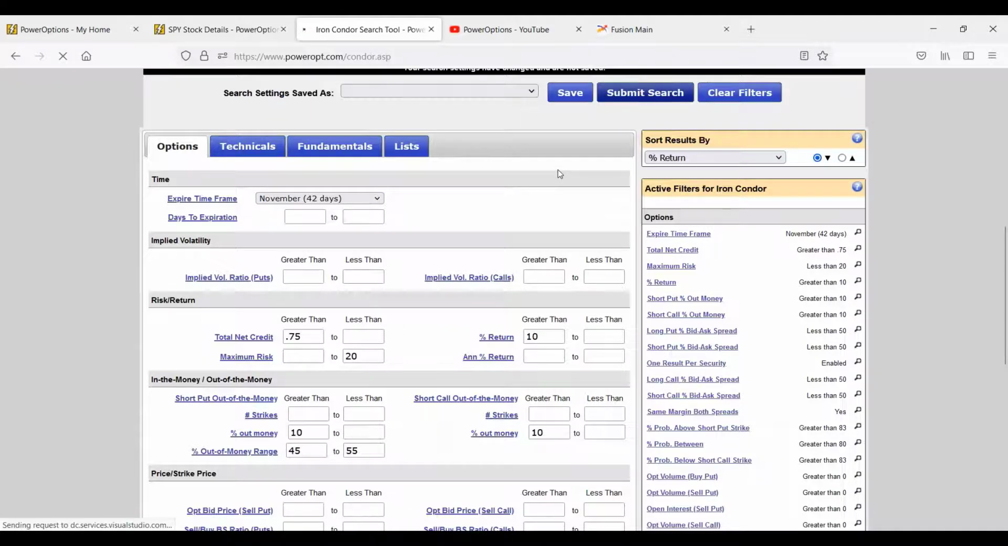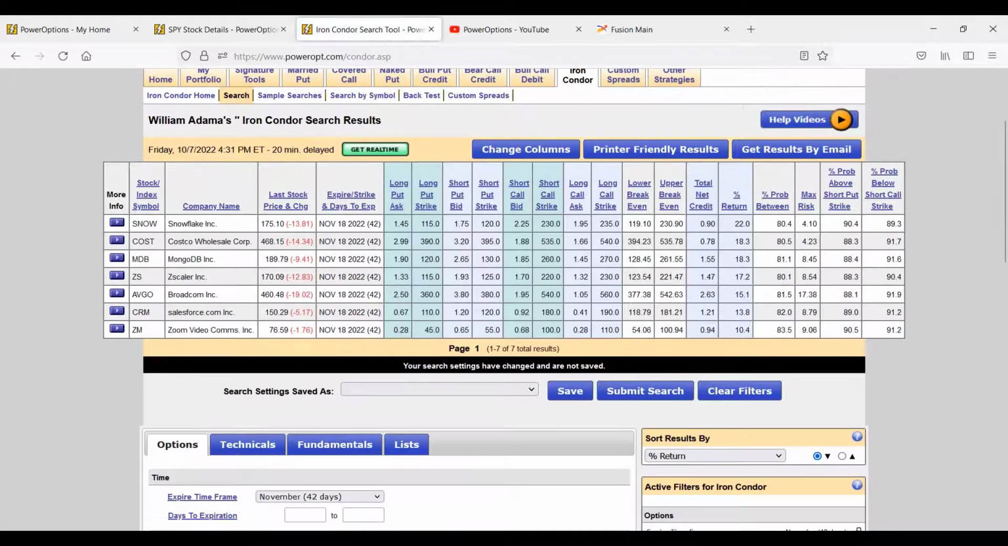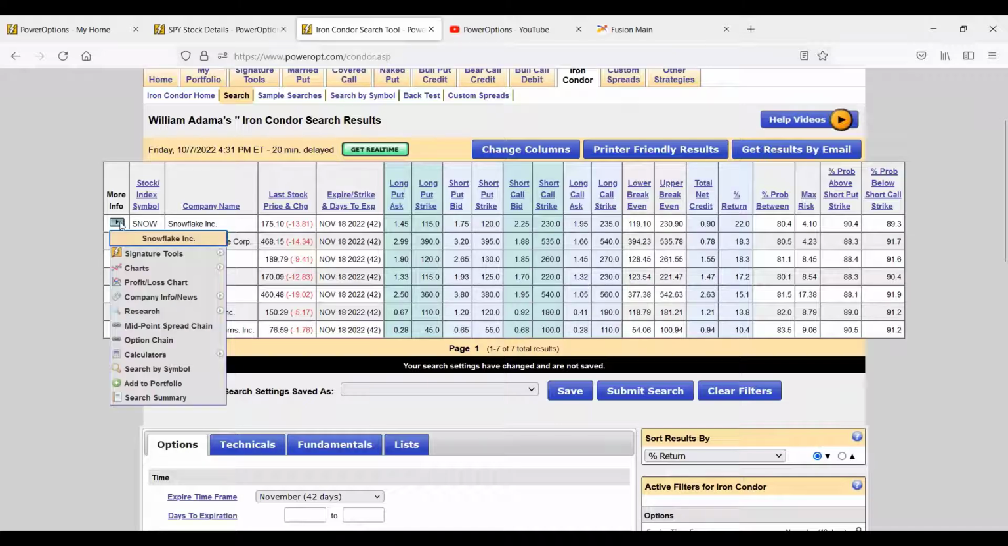You're not skewed one way bullish or one way bearish. Okay, so this changes now. My apologies, now we're a little bit closer. Snowflake at 175, 120 put, 55 points down with a 90.4% probability above. 230 short call strike. So we're roughly 55 up at 230, right in the middle there, with 89.3% probability.